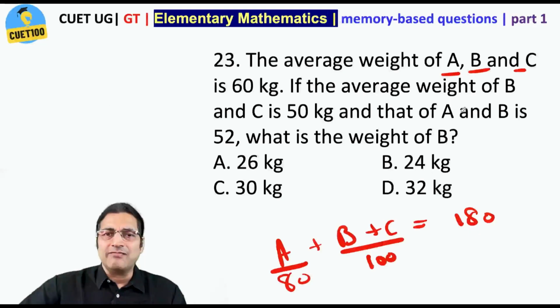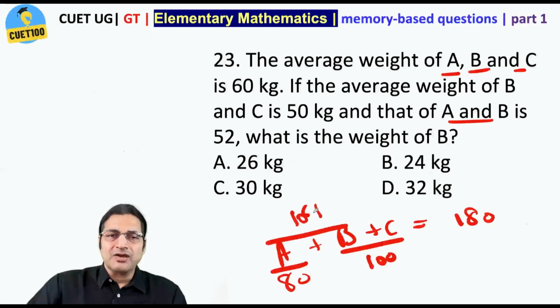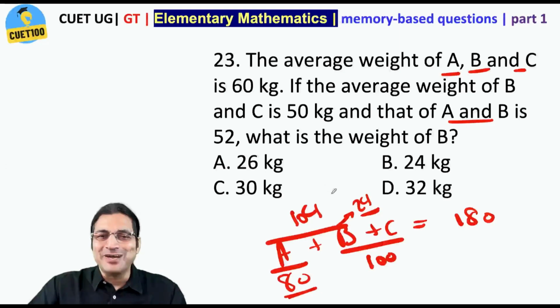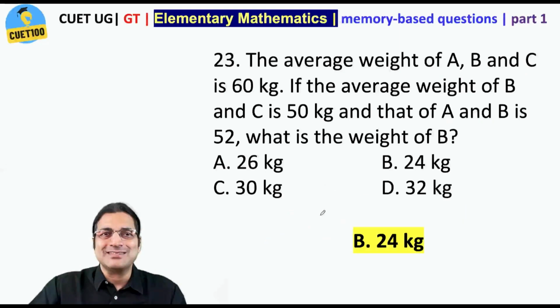And the average weight of A and B is 52. So, A plus B together, the total weight should be 52 into 2, 104, of which A itself, mota, is 80 kgs of weight. So, B is patla, 24 kgs of weight, or almost diseased, should I say. Alright, no, it depends on B's age also. Alright, so the weight of B has to be 24 kgs.